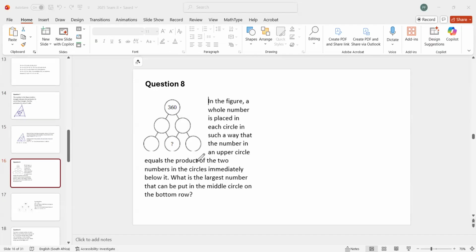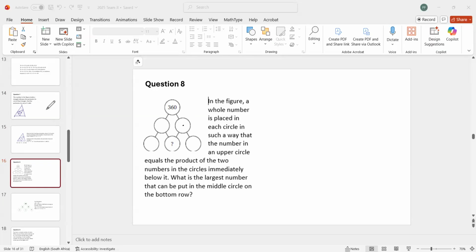equals the product of the two numbers in the circle immediately below it. What that means is that this number here is a product of those two. This number is a product of those two. That number is a product of those two. Okay, now the question is, what is the largest number that can be put in the middle circle? What is the largest number that you can put here?